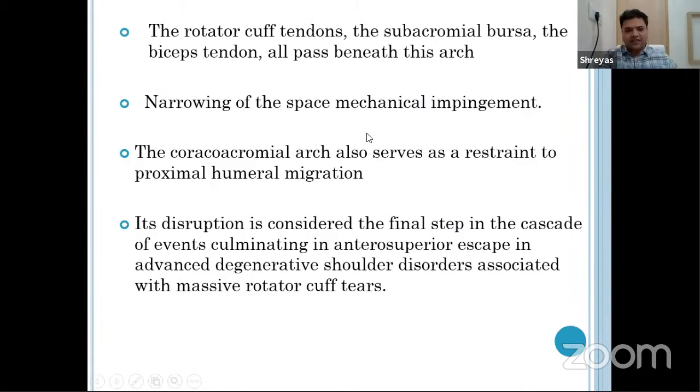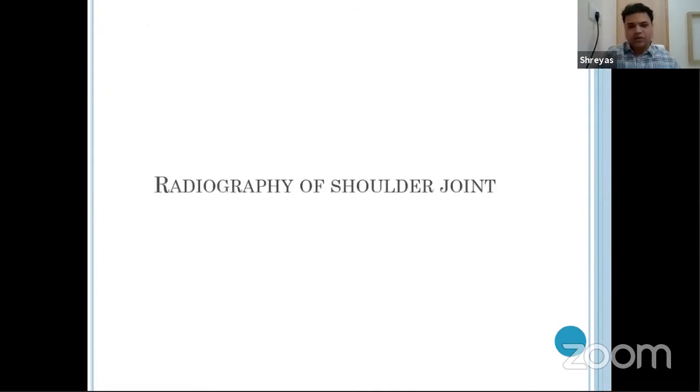If narrowing of the space occurs, that leads to mechanical impingement of the shoulder joint. The coracoacromial arch also serves as a restraint to proximal humeral migration. Its disruption is considered the final step in advanced degenerative shoulder disorders associated with massive rotator cuff tears. That was all about the gross anatomy of the shoulder joint.